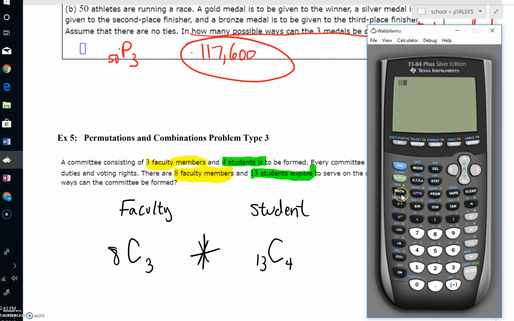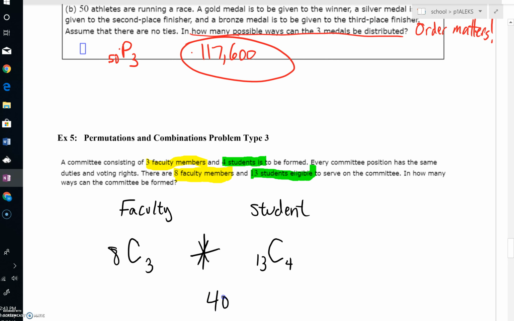So let's do this real quickly. We can say 8 and select a combination with 3. That's your teachers. Then we'll say 13, and we're going to select 4 right here. And we're getting 40,040.